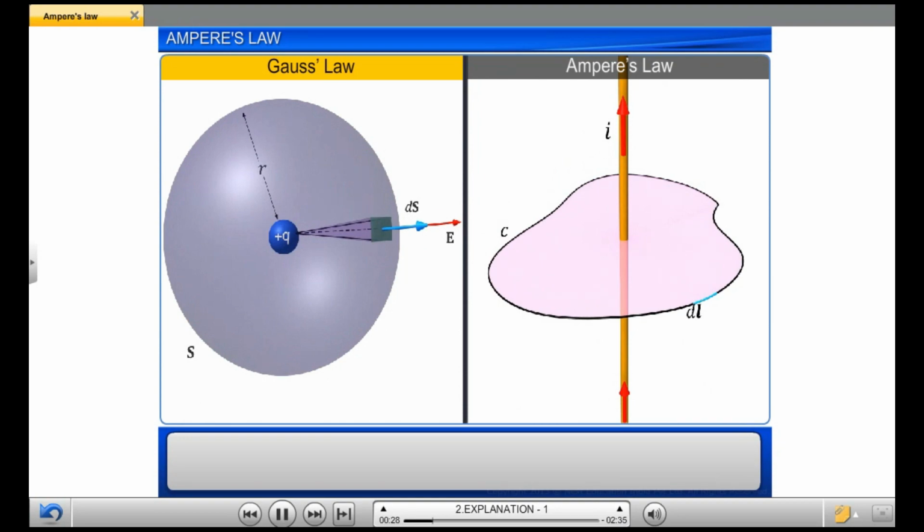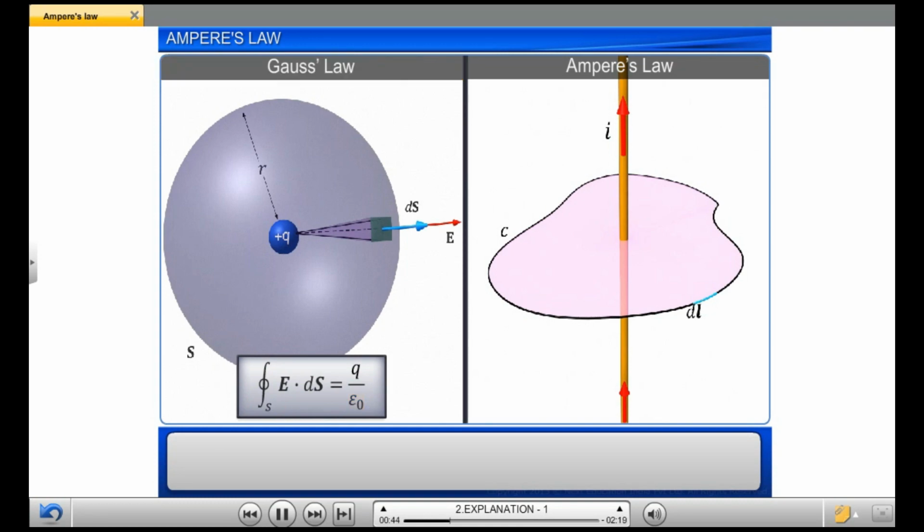Mathematically, it is represented as the integral over a closed surface S of E dot dS is equal to Q by epsilon naught, where epsilon naught is the permittivity of free space.